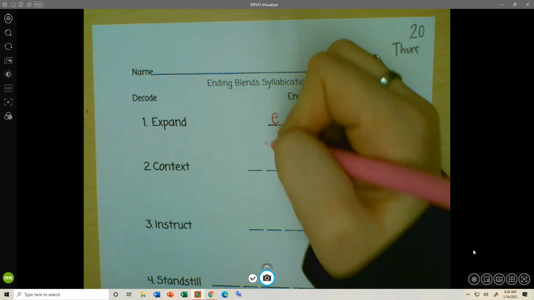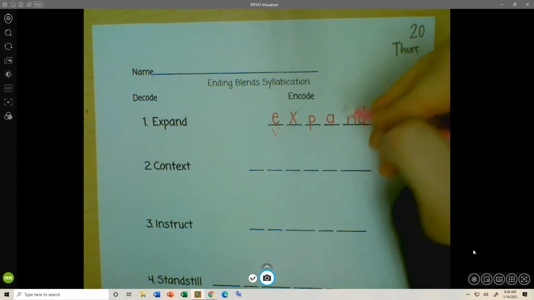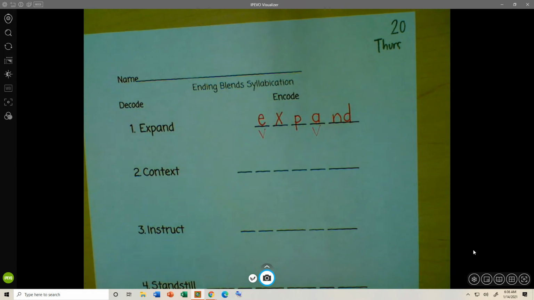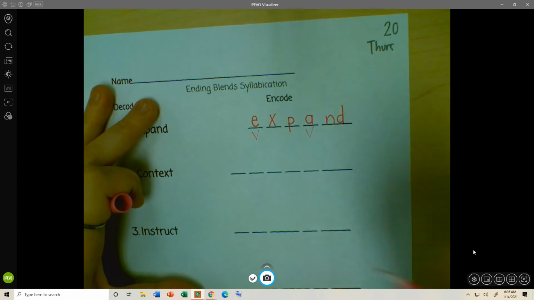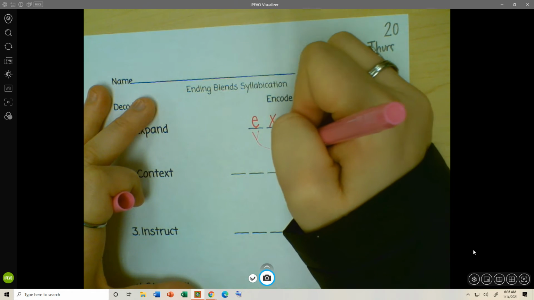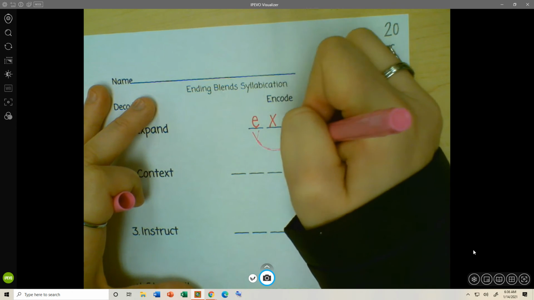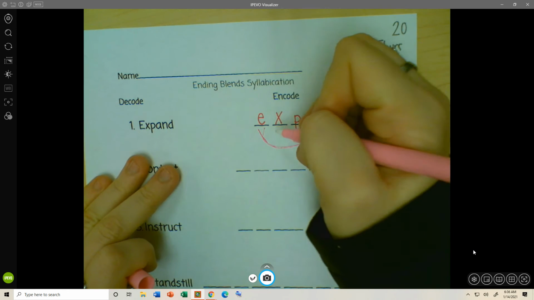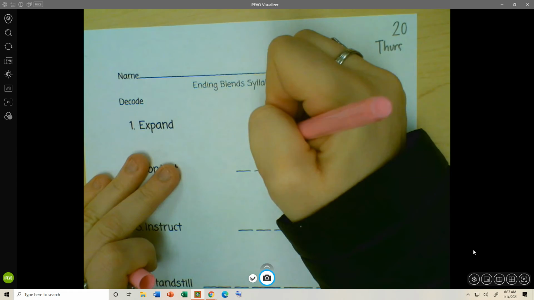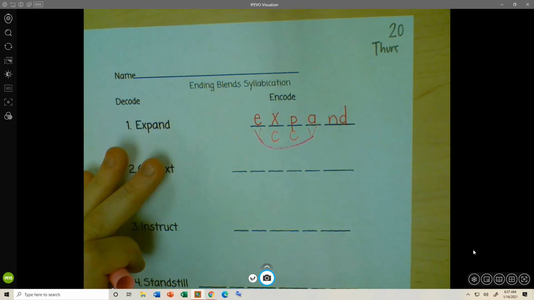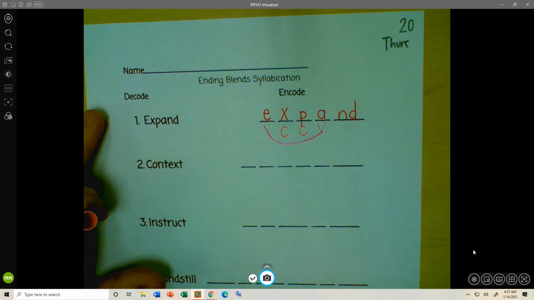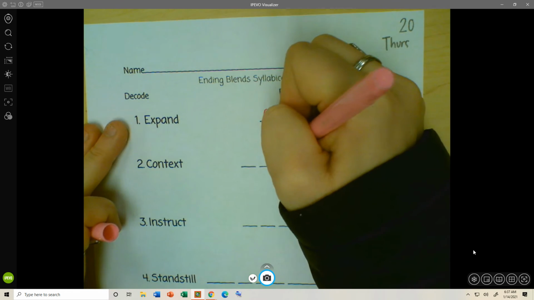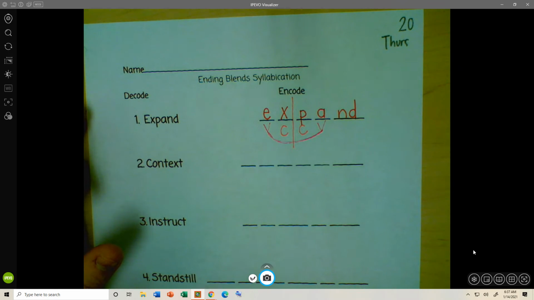I'm going to go ahead and do that on the first one. We've got E and we've got A. Those are our two vowels. We're going to make our boat, and then label the letters in between. Now we can see that pattern, V, C, C, V, so we know exactly where to split this word.